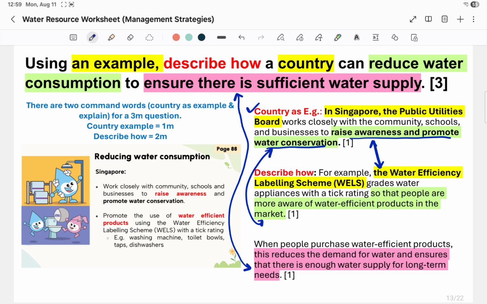Right? So you see, it seems very simple, but it requires a little bit more thought and requires you to not just copy from the textbook. It requires you to twist the content a little bit to make sure it answers the question.